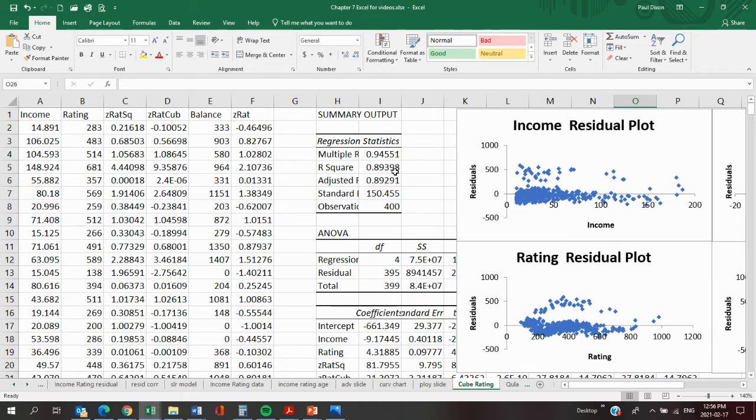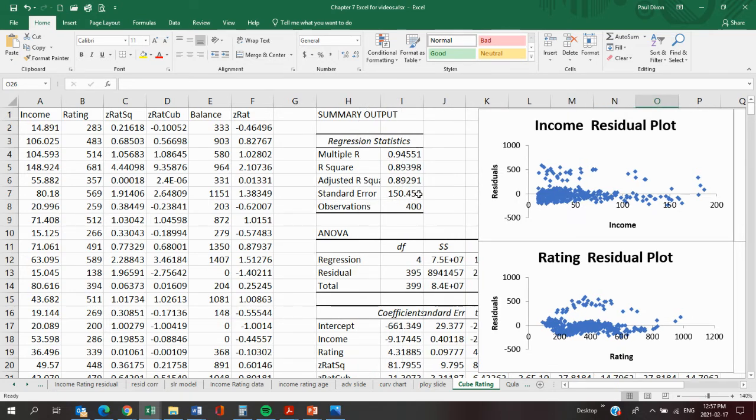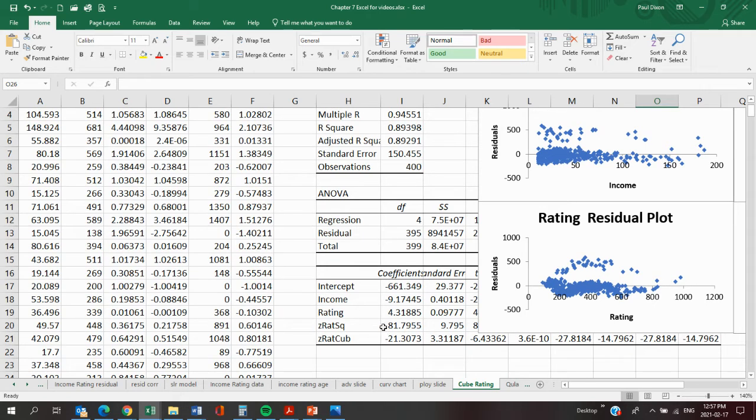And I put that into my model, and this is the result. My R square before was 0.875, now it's 0.893. A little tiny bit bigger. My standard error, that's what this is. It was 162, now it's 150. Okay, a little better. It's changed all my coefficients. The coefficient for income is different, the intercept's different, for rating is somewhat different, and it's got all these funny ones for these z-scores that I've got in here.